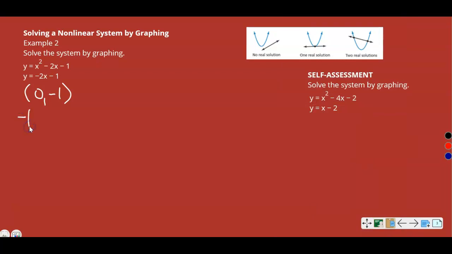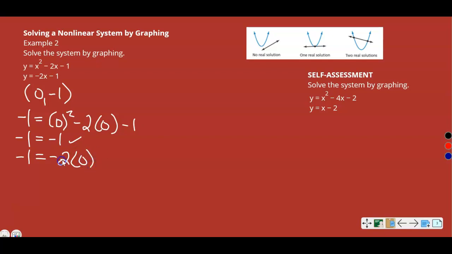So we're going to put -1 in for y equals 0 squared minus 2 times 0 minus 1. 0 squared is 0, minus 2 times 0 is 0. So -1 equals -1. That is a true statement. All right, let's check the second equation, because again, a solution has to be a solution to both equations, not just one. So we're going to have -1 equals -2 times 0 minus 1. Again, -1 equals -1. That one works as well.